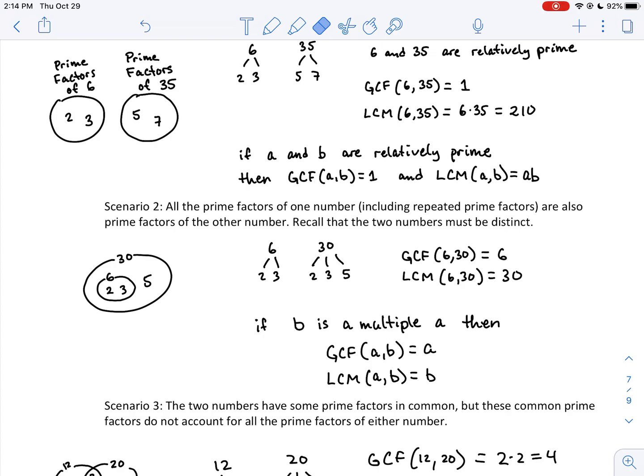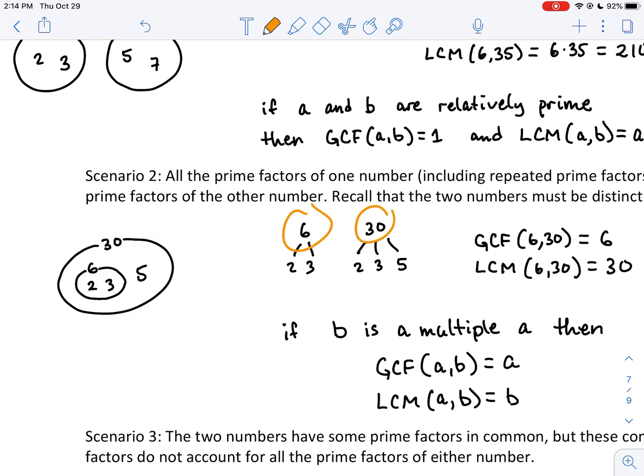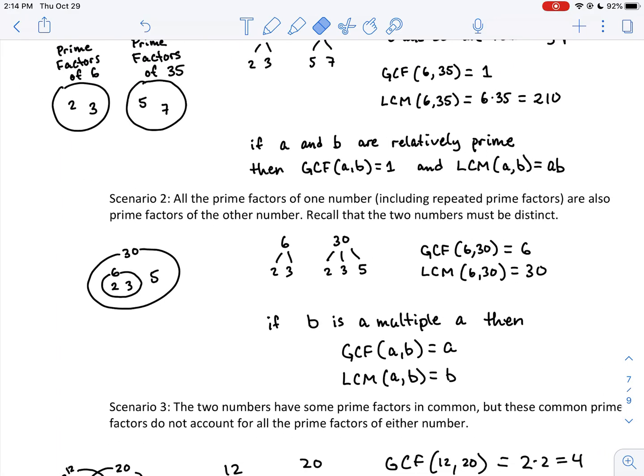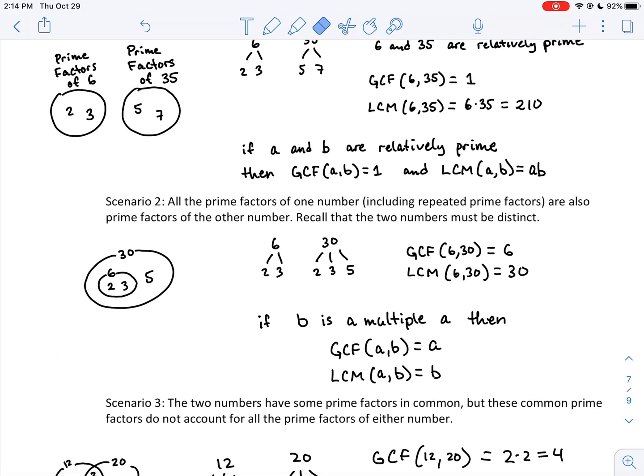Scenario 2, all the prime factors of one number, including repeated prime factors, are also prime factors of the other number. Recall that the two numbers must be distinct. So I couldn't just put a 6 and a 6 here. I needed distinct numbers. But all the factors of 6 are 2 and 3. And all the factors of 30 are 2, 3, and 5. So the factors of 6 are also factors of 30, counting repeats. So if you had picked a number that was 2, 2, 3, then you would need to do 2, 2, 3, and then something else, so that every number here is also here again. And that is what I meant by all the prime factors of one number having to be prime factors also of the other number, counting repeats.